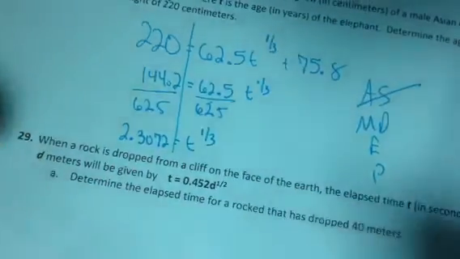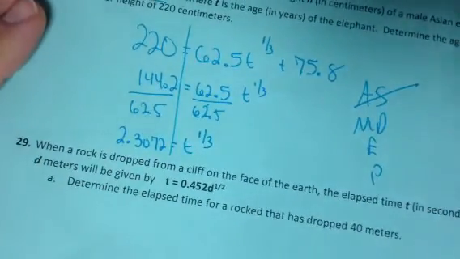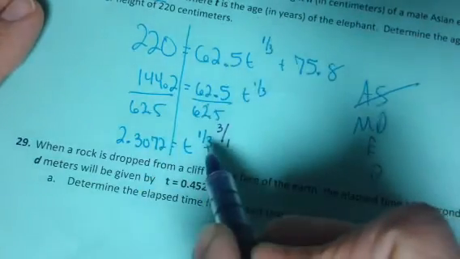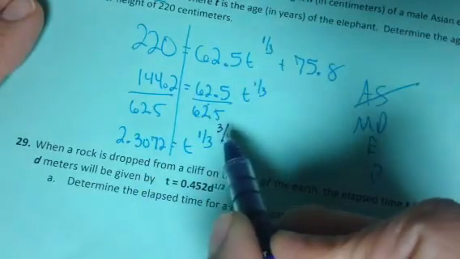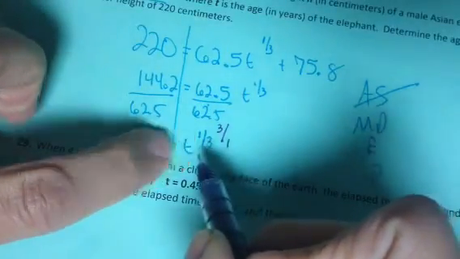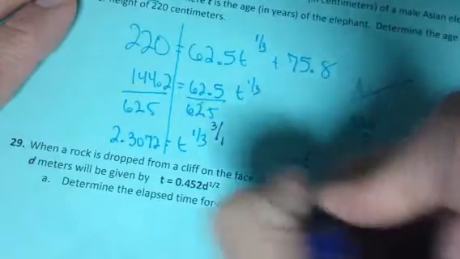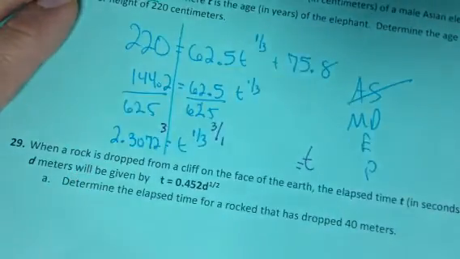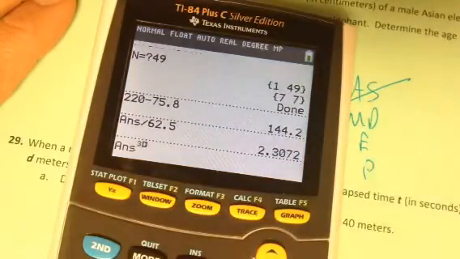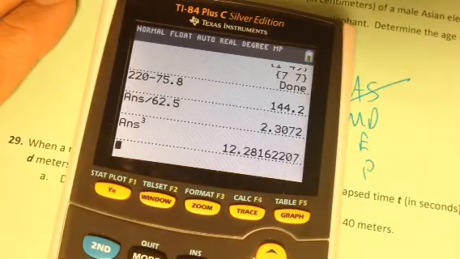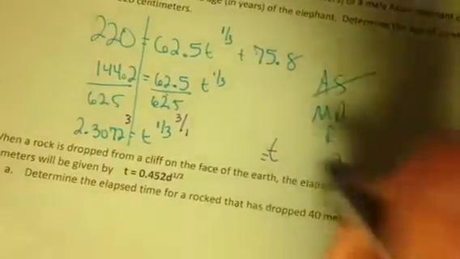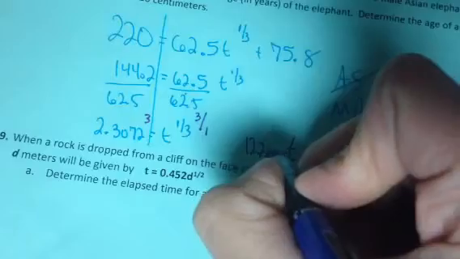And now I'm going to get rid of the exponent. And to get rid of a 1/3 power, I will need to use an exponent that is the reciprocal. So when I take 1/3 to the 3rd power, I am multiplying the exponents. That's 3 over 3. And now t is to the 1st power. But that means I'm going to take this side to the 3rd power, not times 3. So I'm going to take my answer to the 3rd power, and I get this 12.28. And it does not say how to round, so I'm just going to say 12.28.